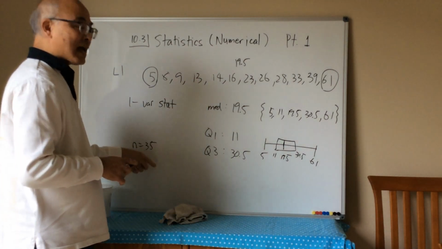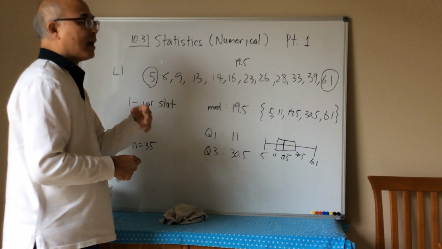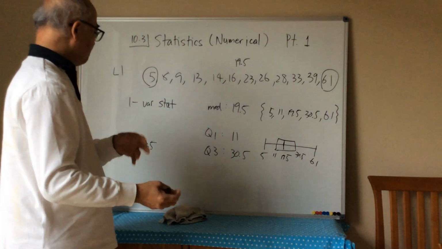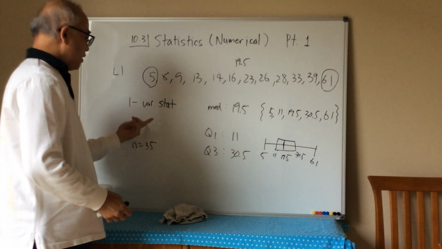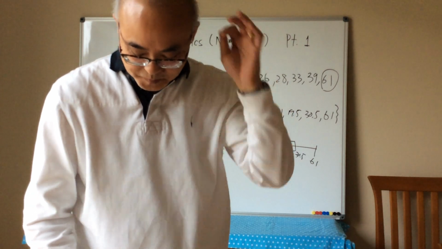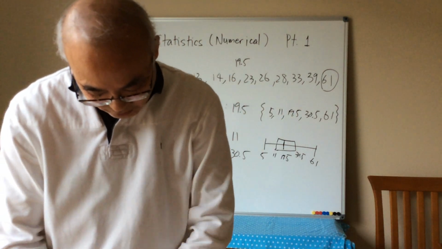Because if that does not match, that means that you have missed a point. You did not input a point, or you put one too many, or whatever it may be, right? So make sure that when you do the one-variable statistics, your N is correct. All right. Let's see. So, comparing box plots.